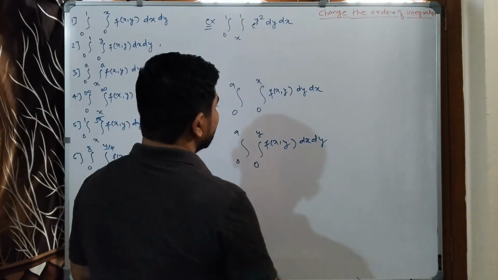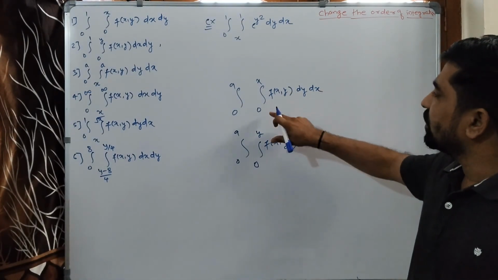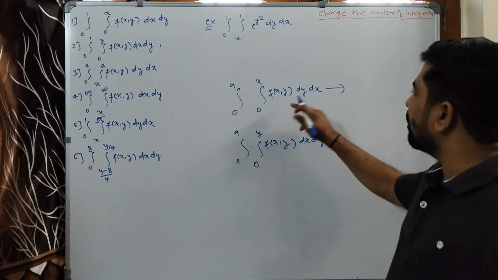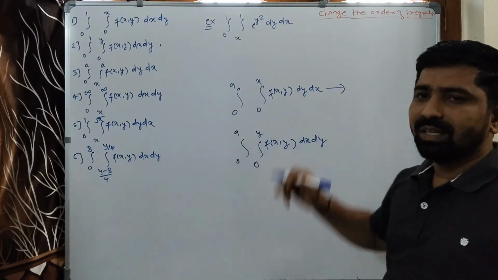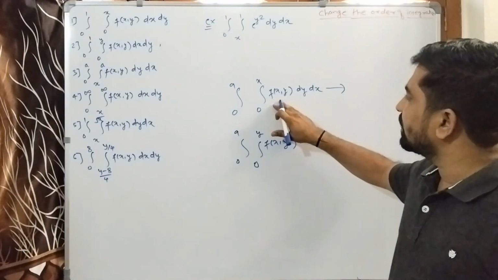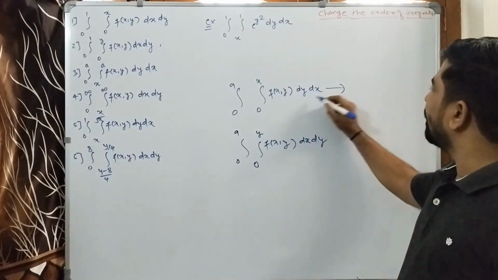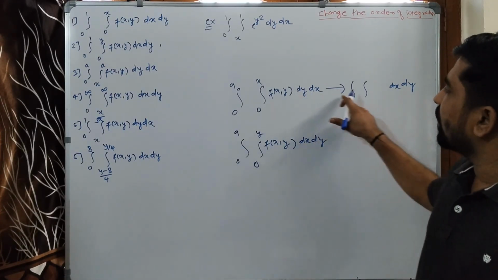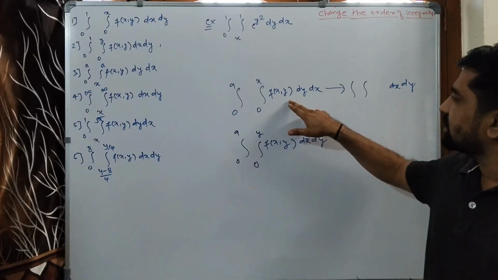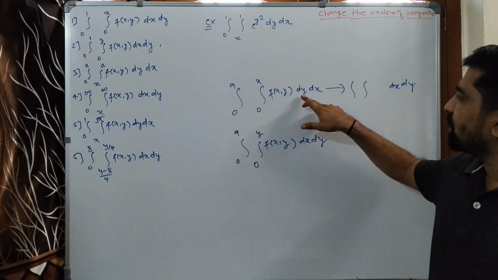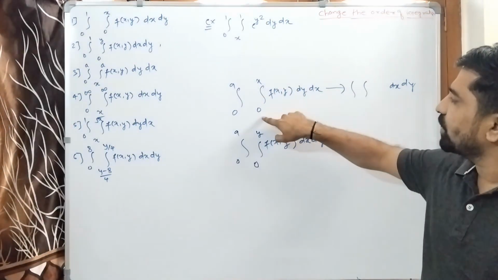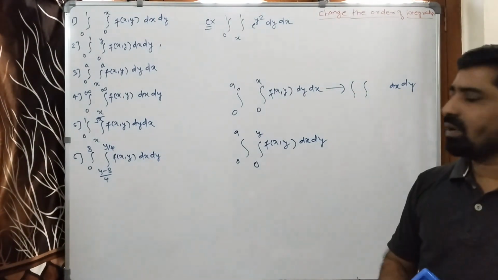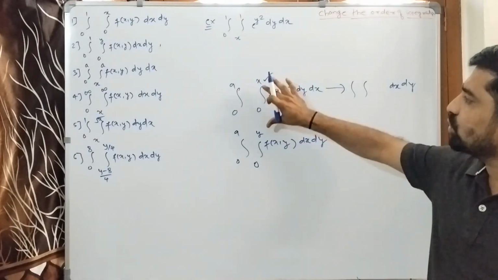Now sometimes, let's say this is your function, anything. So here 0 to x, 0 to a, f of x comma y dy dx. Sometimes integration of this function with respect to y is difficult. So to make it easy, we need to change this dy dx to dx dy. So while changing the order of integration from dy dx to dx dy, at that time I need to change the limits also. So how to change?